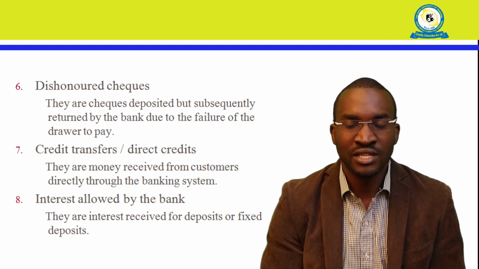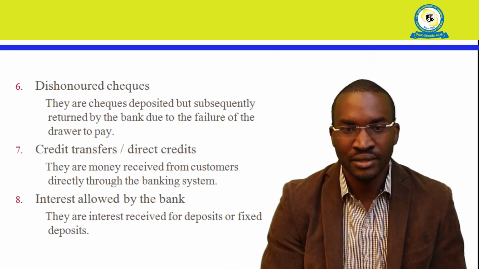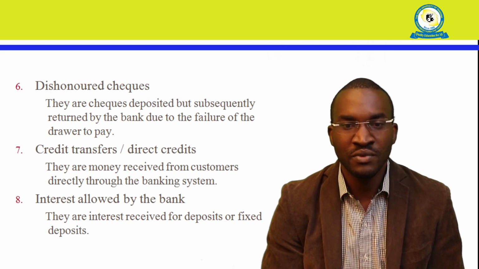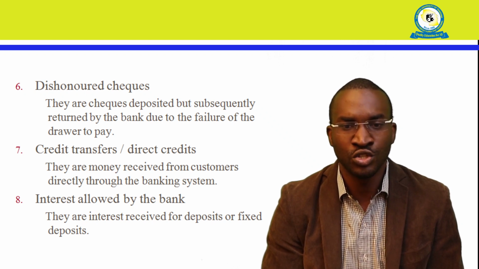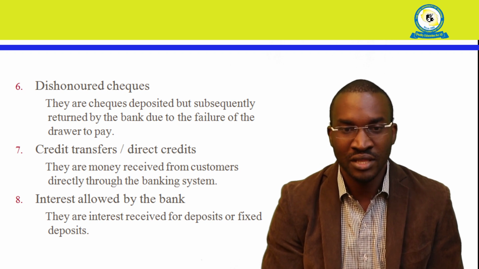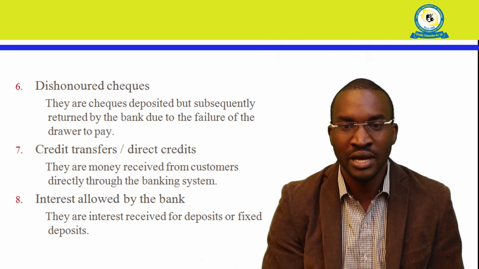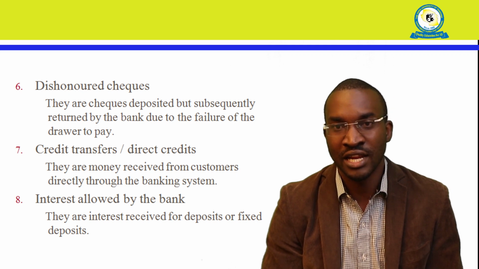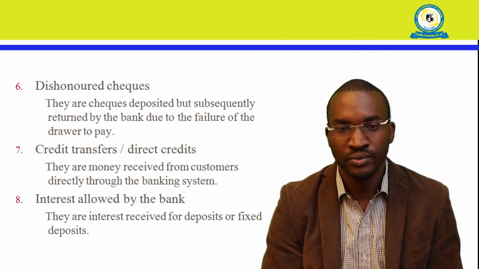The other item is the dishonored check. These are the checks that have been deposited but subsequently have been returned by the bank due to the failure of the drawer to pay. I repeat, they are the checks deposited but subsequently returned by the bank due to the failure of the drawer to pay. Dishonored checks, they've been dishonored from the bank's point of view.